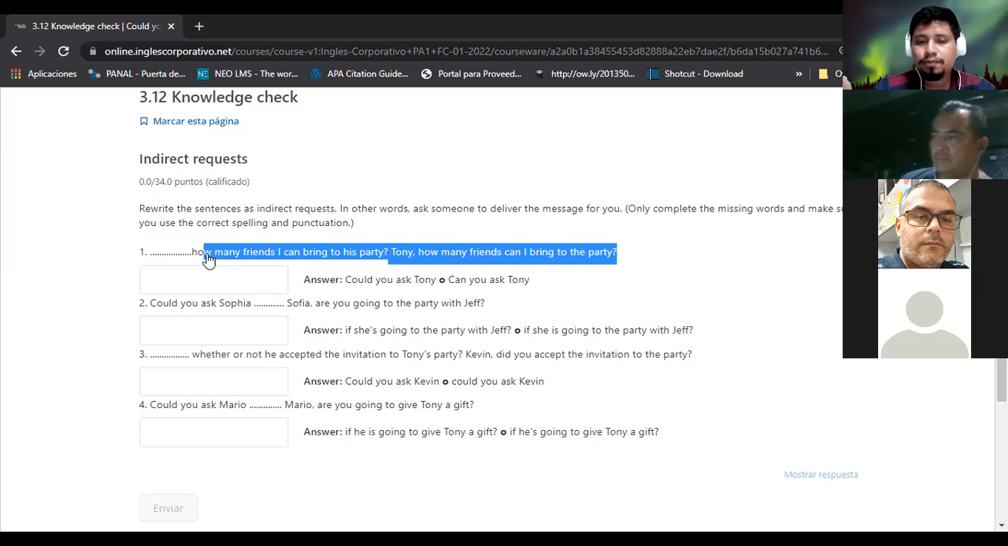We want to finish with a question mark because, as I said, it could be like a redundancy, but it's a question. So, when you're talking in third person.